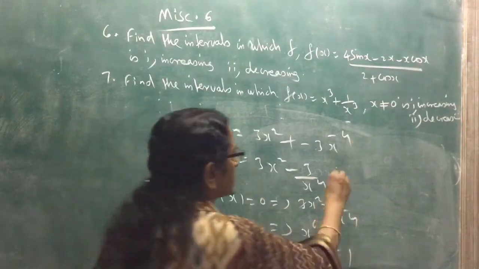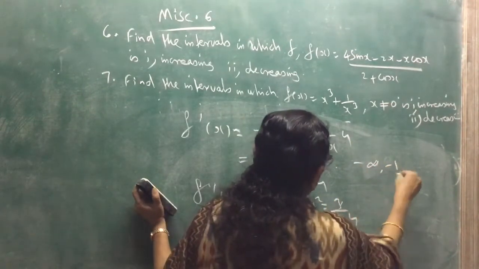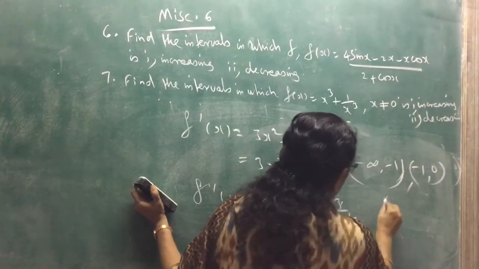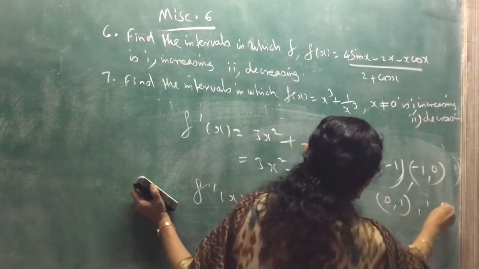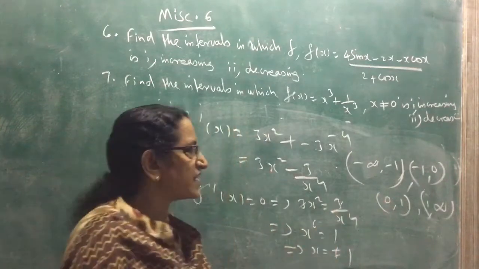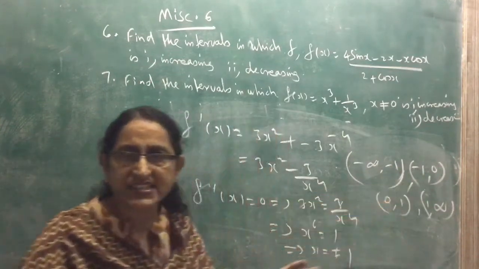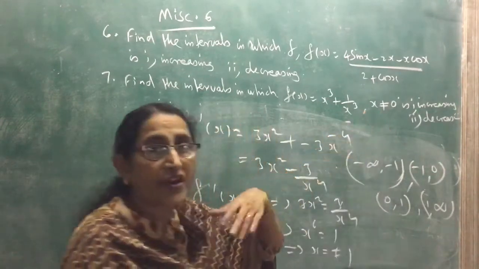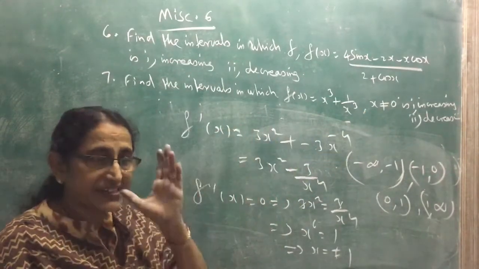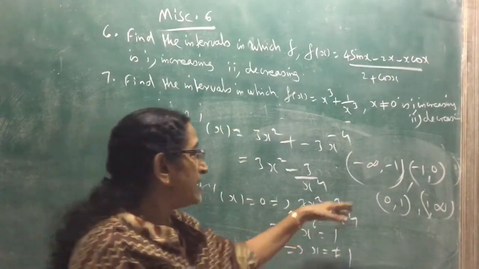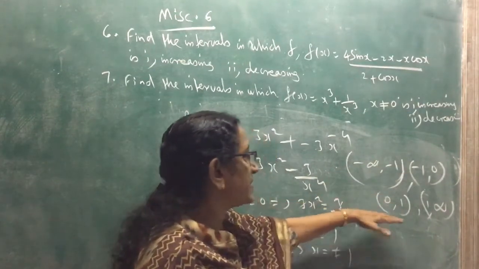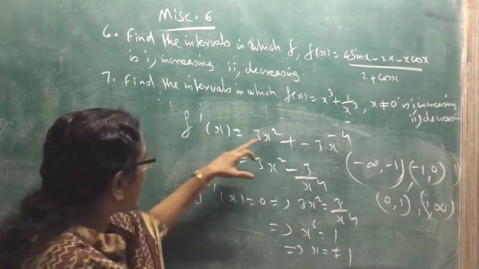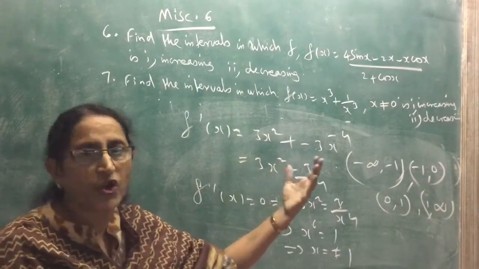So here you have to consider minus infinity to minus 1, 1 interval. Then minus 1 to 0, 1 interval. 0 to 1, then 1 to infinity. Don't consider minus 1 to 1 as 1 interval, because at x equal to 0 the function is not defined. So at x equal to 0 you have to split the interval. In these intervals, substitute one number in the derivative f dash x and decide whether it is increasing or decreasing.